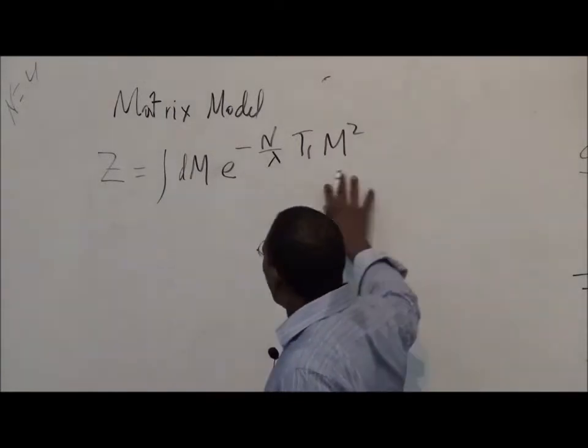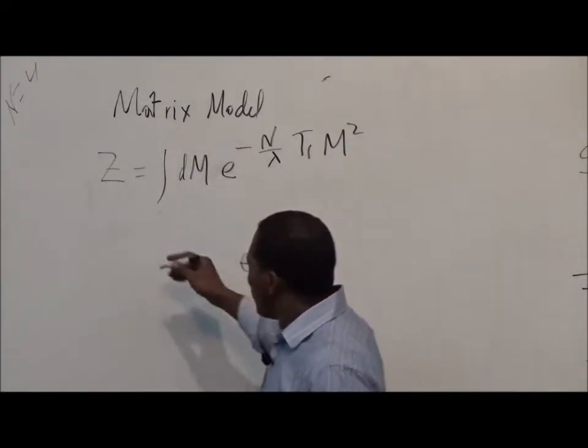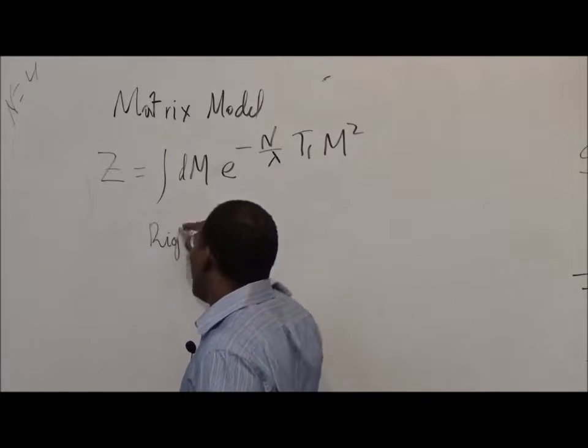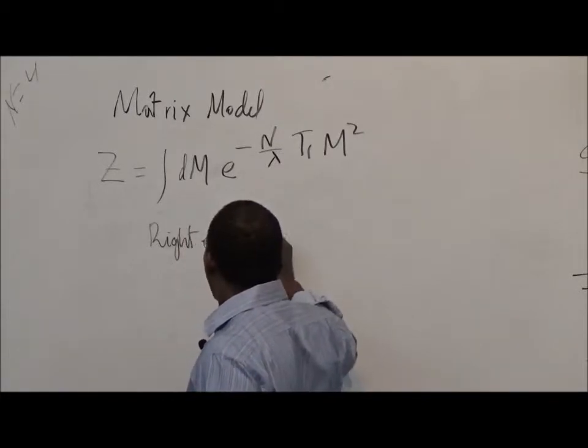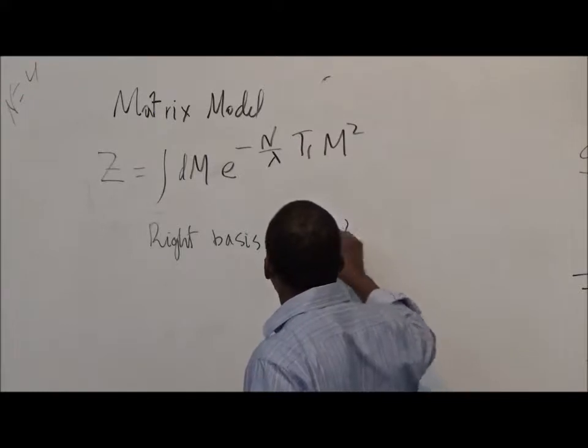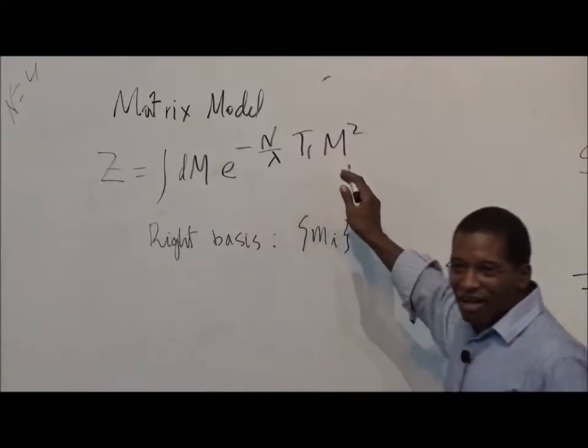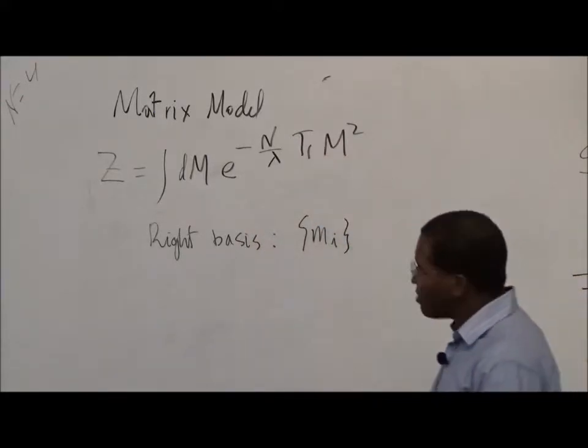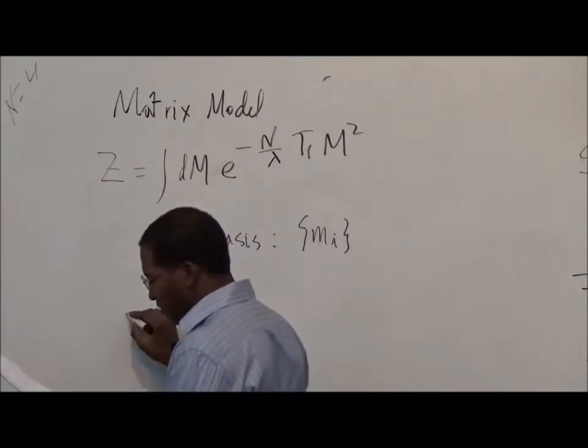So if you want to compute this, the key thing is to find the right basis, like in many problems. And the right basis turns out to be the eigenvalues of this matrix. So this is diagonalizable, and then this problem becomes a problem of integrating over eigenvalues.